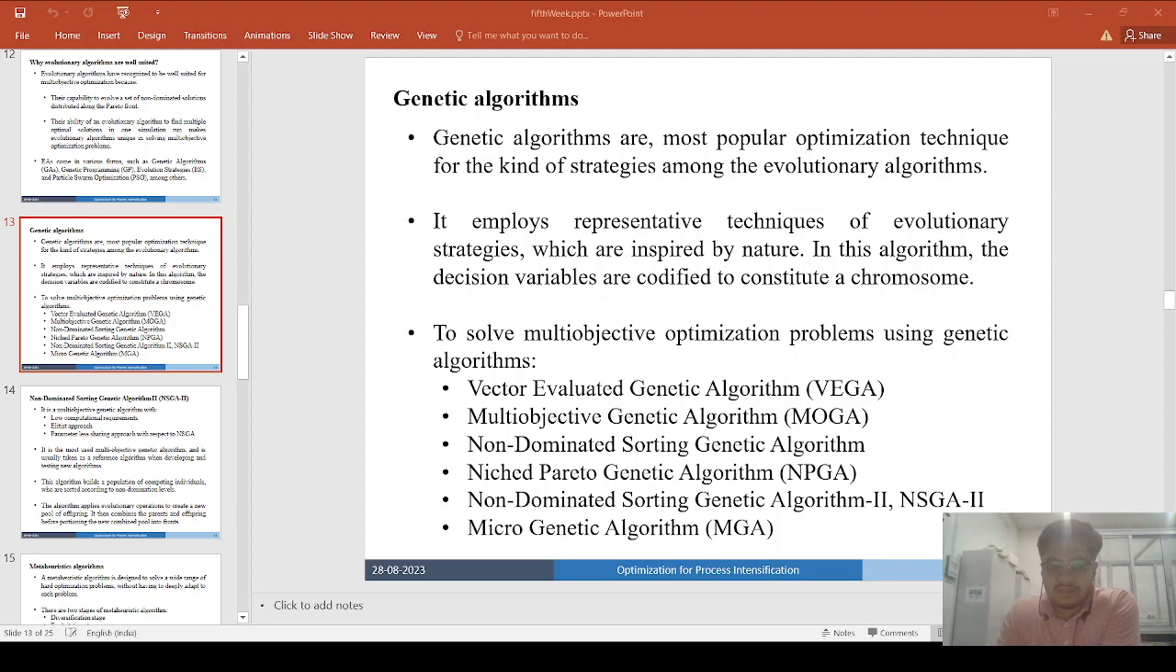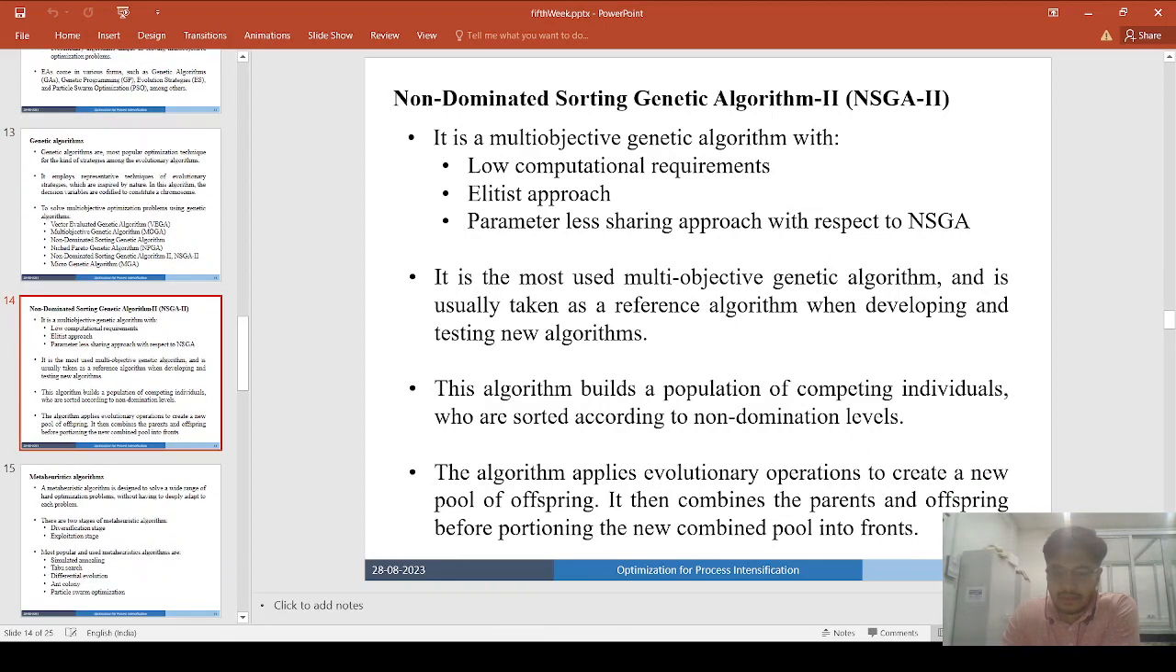Now, out of these six genetic algorithms, we will look at one of the most commonly used and easiest to implement, the non-dominated sorting genetic algorithm of second generation. So, what is the non-dominated sorting genetic algorithm second generation? It is a multi-objective genetic algorithm with low computational requirements.